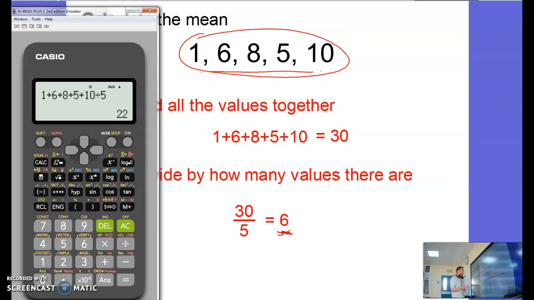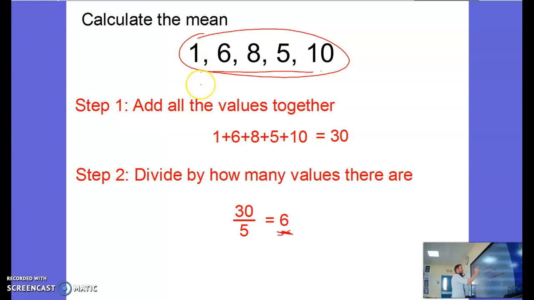Well, your calculator has done the 10 divided by 5 first, because it follows BODMAS. Okay, so when you're using your calculator, what you need to do is not divide by 5 there. You must press equals, get that total value, and then you can do your answer divided by 5. And now we've got 6, the correct answer. So just be very careful when you're using your calculator and mean. Don't just type it all in and then divide by 5, or divide by whatever.